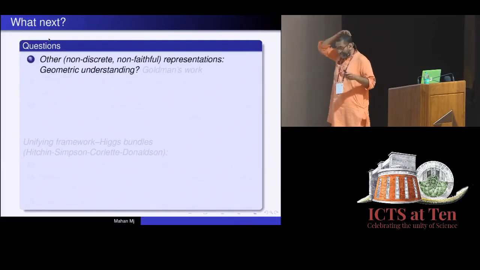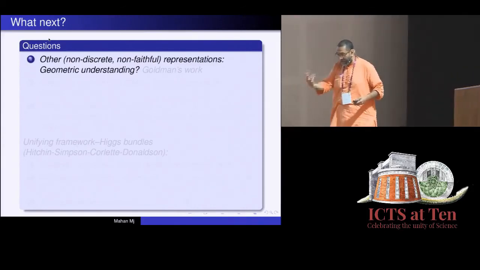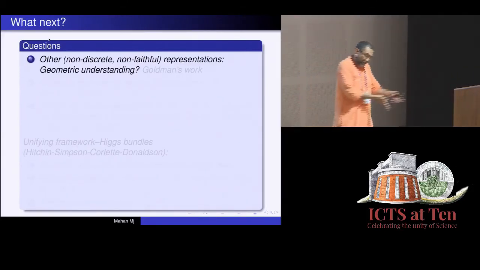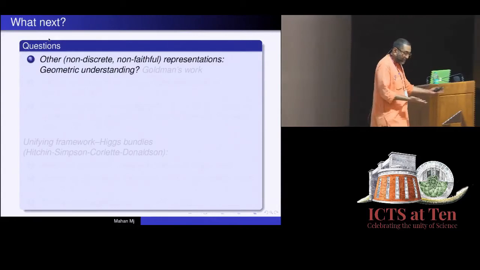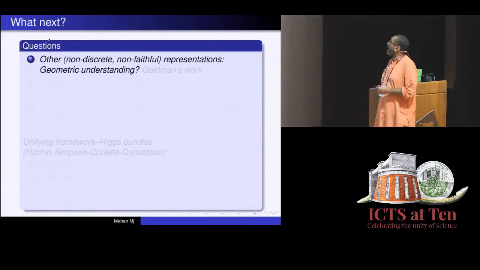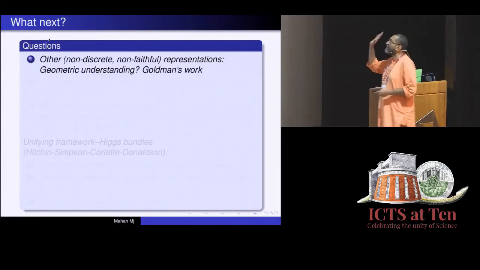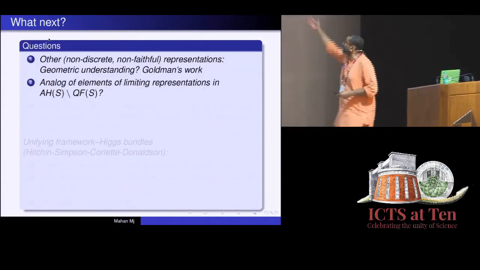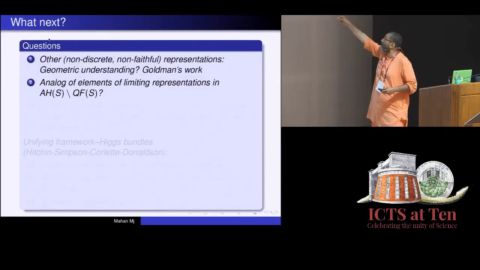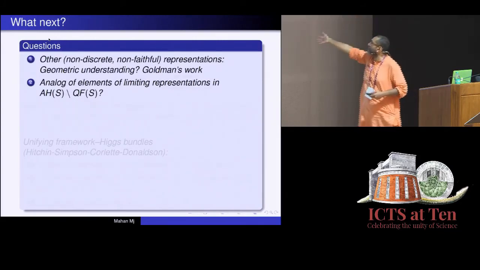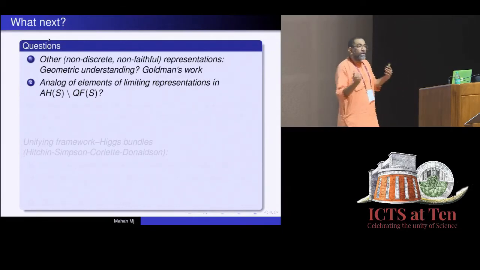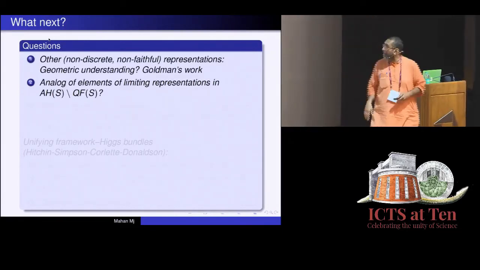How are we going to understand geometrically other representations, even in SL2R, representations which are neither discrete nor faithful? There is some work of Goldman, but the geometric understanding is still lacking. What about analogs of limits of these quasi-Fuchsian representations? Things which are in this Thurston analog of Teichmuller space, AH of S, but not in the quasi-Fuchsian representations. To date, we don't know any examples outside of dimension 3, really.